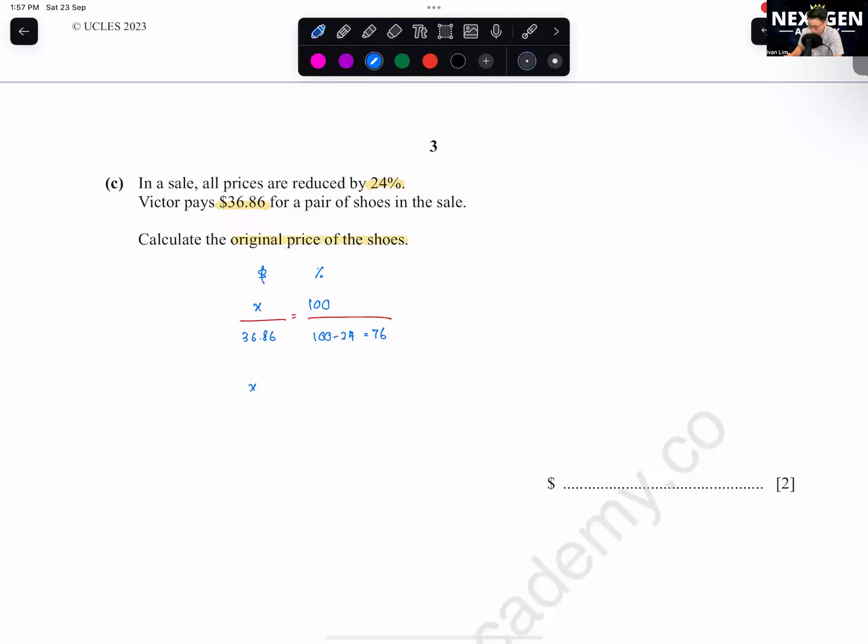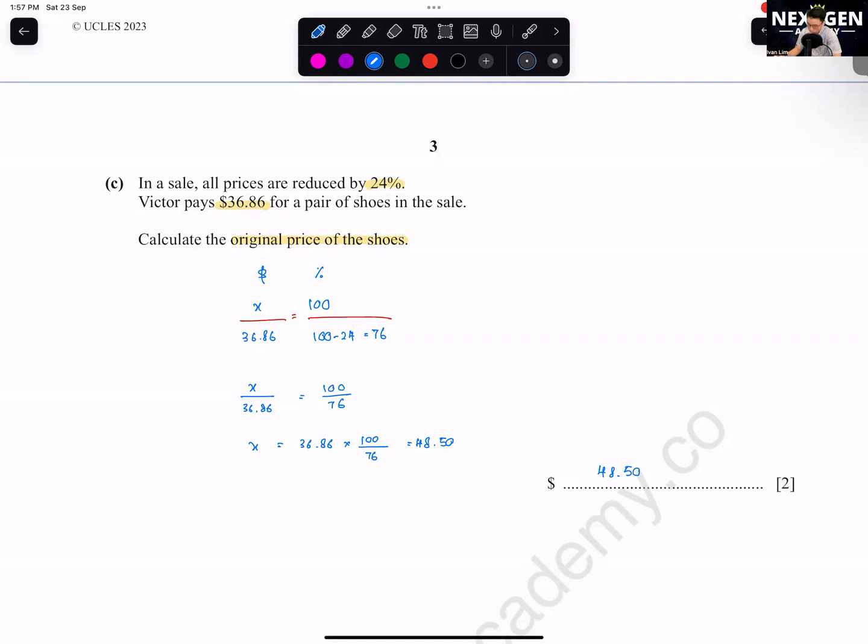So you can convert it into a ratio like this, where you write x over 36.86 equals 100 over 76. So x equals 36.86 times 100 over 76. We should get 48.50.